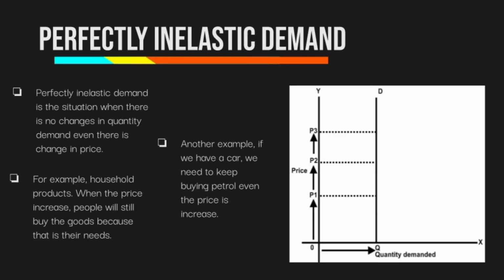Perfectly inelastic demand. Perfectly inelastic demand is a situation when there is no change in quantity demanded, even though there is a change in price. For example, household products. When the price increases, people will still buy the goods because that is their need. Another example, if we have a car, we need to keep buying petrol even if the price increases because we want to use the car.